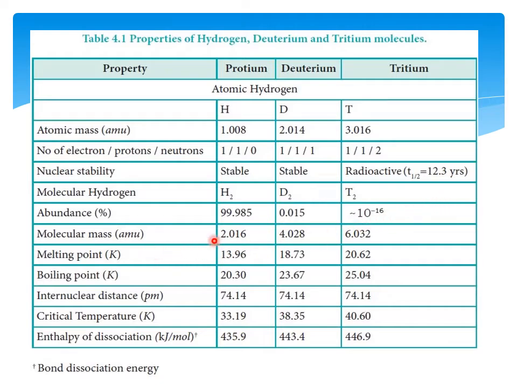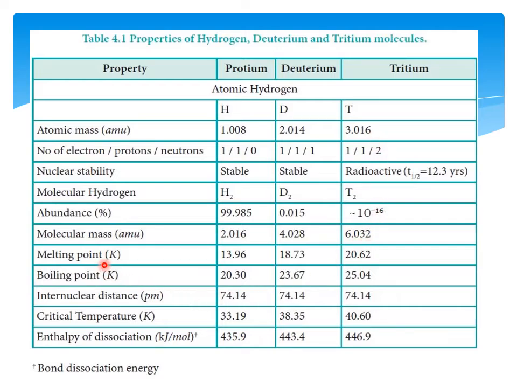Molecular mass. Molecular mass means H2. The atomic mass is 1, so 2 into 1 is 2.016. For deuterium, the mass number is 2.014. Multiply this by 2, you will get 4.028. For tritium, 3.016 into 2, you will get 6.032.